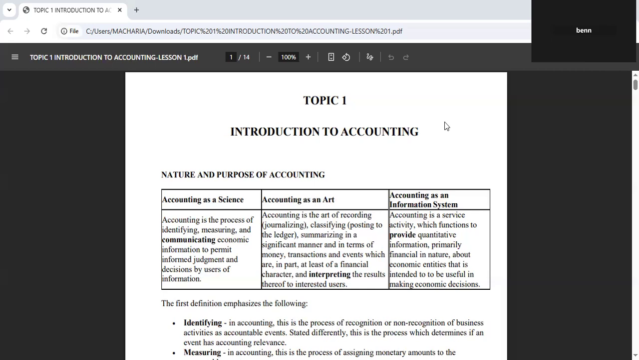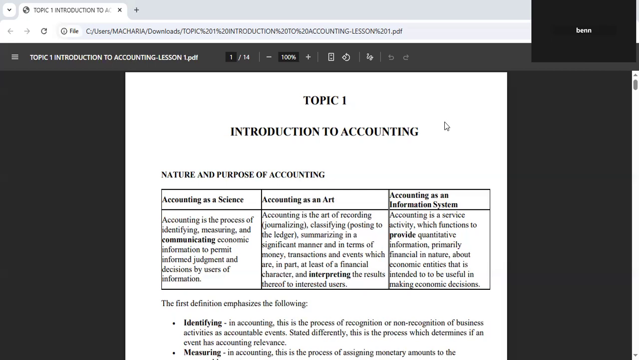You can also view accounting as an art, where we say that accounting is the art of recording. In this case, we call journalizing. We shall look at the journals as we move on. Classifying, this is posting to the ledgers, summarizing in a significant manner and in terms of money, transaction, and event, which are in part at least of a financial character, and interpreting the results to the interested users. That is perception of accounting as an art.